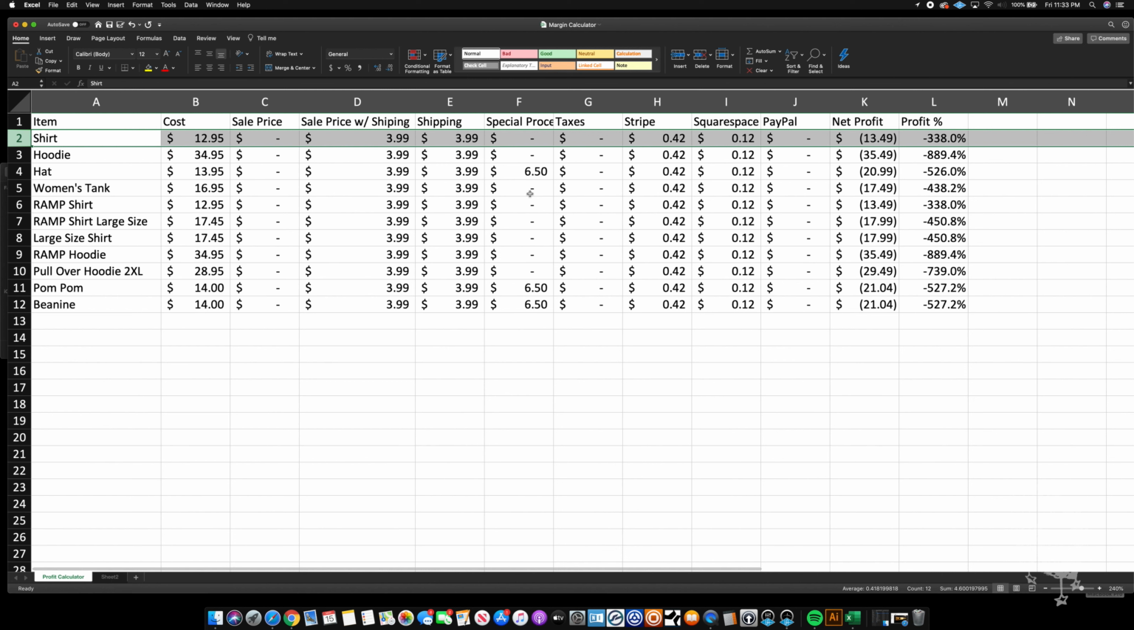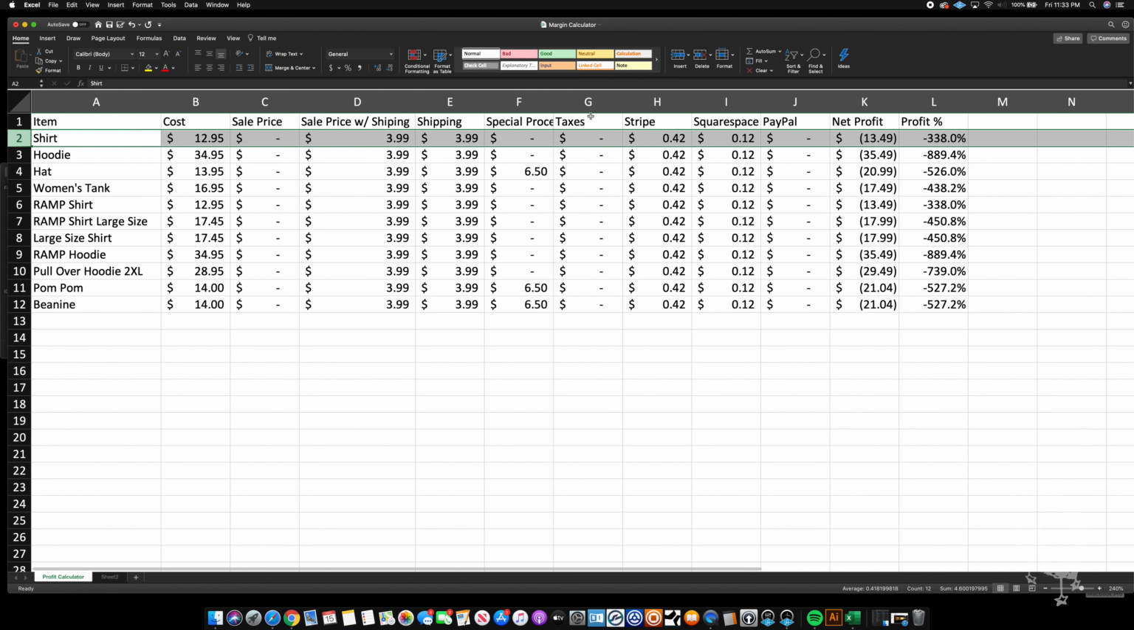Special processing. This is actually what killed me on a hat, because I didn't read the fine print. I was probably moving a little bit too quick. In order for them to embroider the hat, there was an extra charge of $6.50. So I sold a hat to someone and I literally lost, I think, like $3 or something like that. It was pretty much specifically because of this.